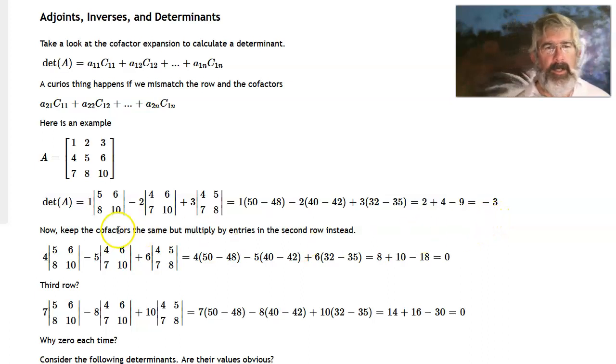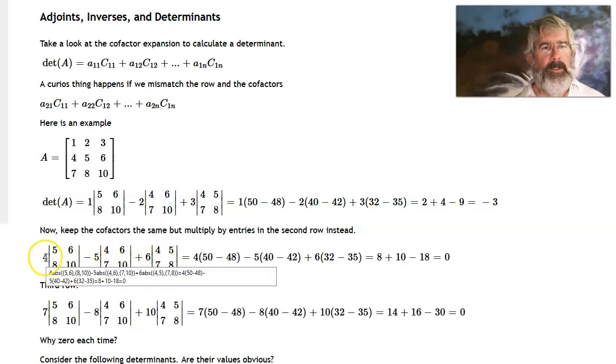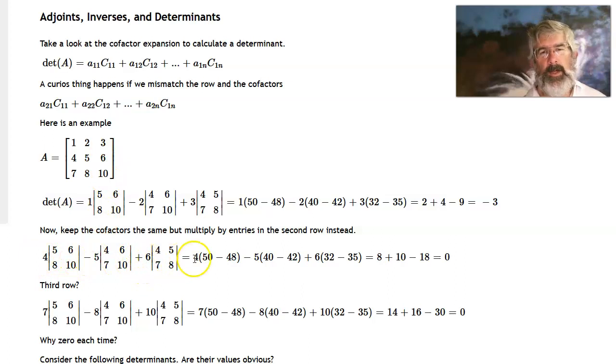Now, I'm going to use the same cofactors. So this is the cofactor 1, 1, the cofactor 1, 2, and the cofactor 1, 3, with the minus sign there. But the entries that I'm going to choose now are those things in the second row. So 4, 5, and 6. And what I get is 0.